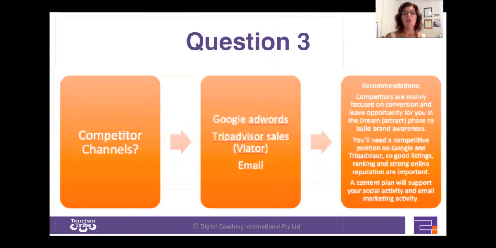Question 3 is, what channels are your competitors using? Doing the analysis online and some searches to see what they're doing, we can see that other cruise boats or party boats are using Google AdWords, and some of them have tours listed on TripAdvisor through Viator, and some are doing email marketing. So the recommendation here is that the competitors are mainly focused on conversion, and they're leaving opportunity for you in that dream, attract phase, to build brand awareness.